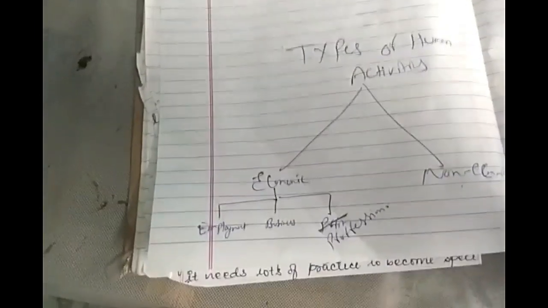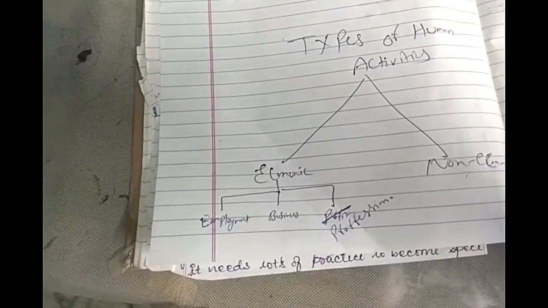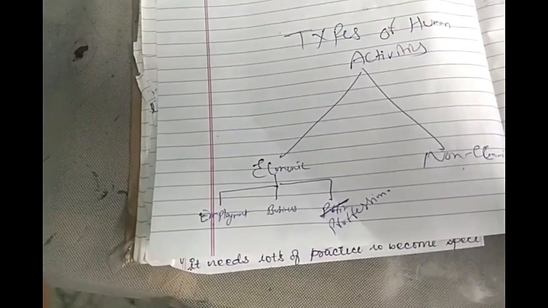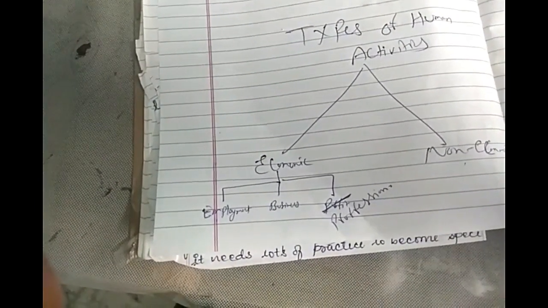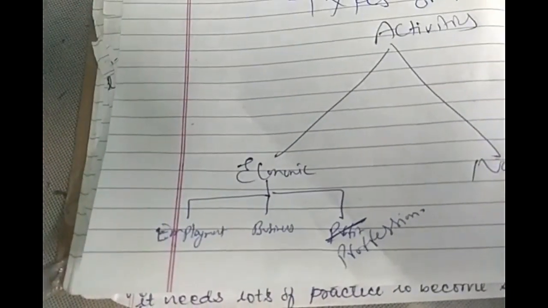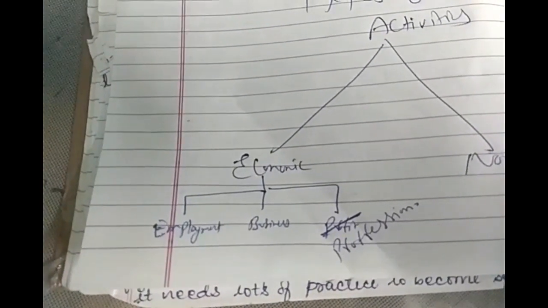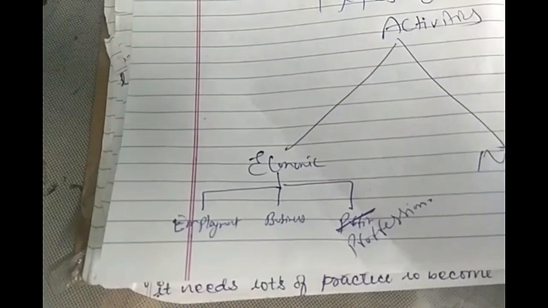Now, what types of activities are there under economic activities? Some common activities that are conducted by individuals, by the people of an economy, are employment, business, and profession. Employment, business and profession. First I am going to make you understand employment.